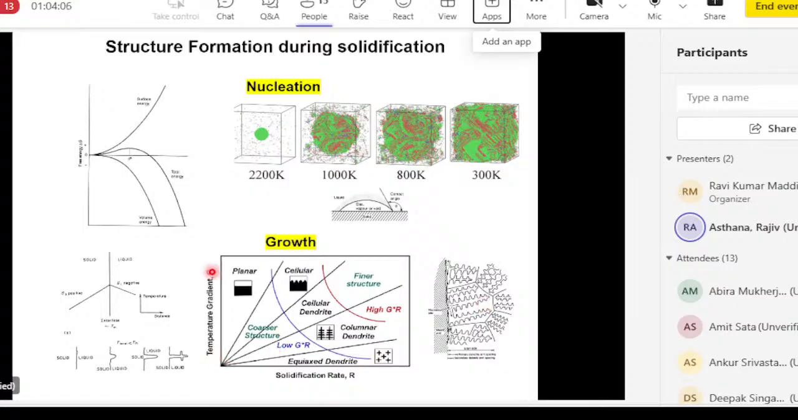Depending on the temperature gradient in front of the interface and depending on the rate, we can have different kinds of grain structure. We can have planar front solidification, cellular structure, cellular dendritic, columnar dendritic, and then equiaxed structure. These are the critical parameters, temperature gradient and cooling rate. They determine the kind of structure that we get.